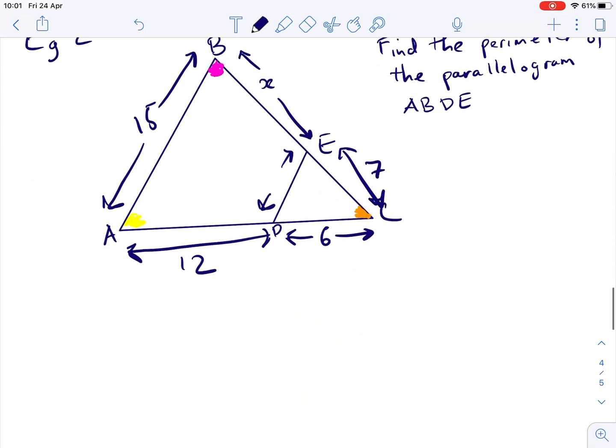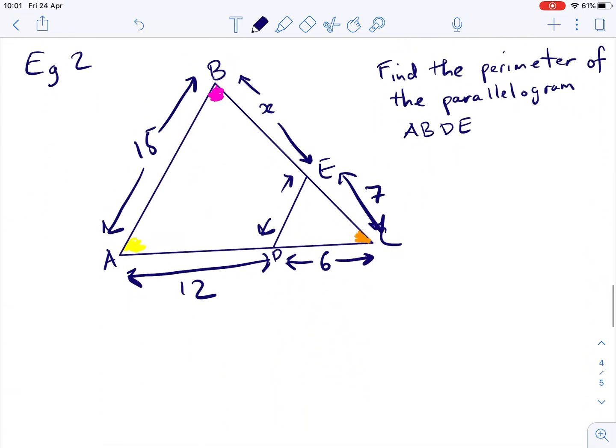Okay, let's move on to our next example. Now we've got a lot going on here. Oops, this needs to say y, I think. We are being asked to find the perimeter of the parallelogram ABDE. So that's this parallelogram here. It should really say ABED, or I should have labelled this slightly differently because otherwise it does this zigzaggy thing, but you get what I mean.